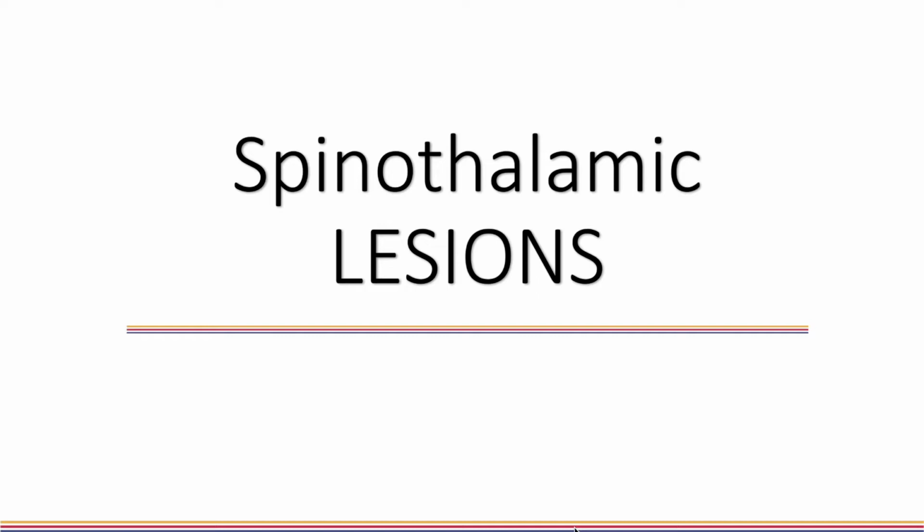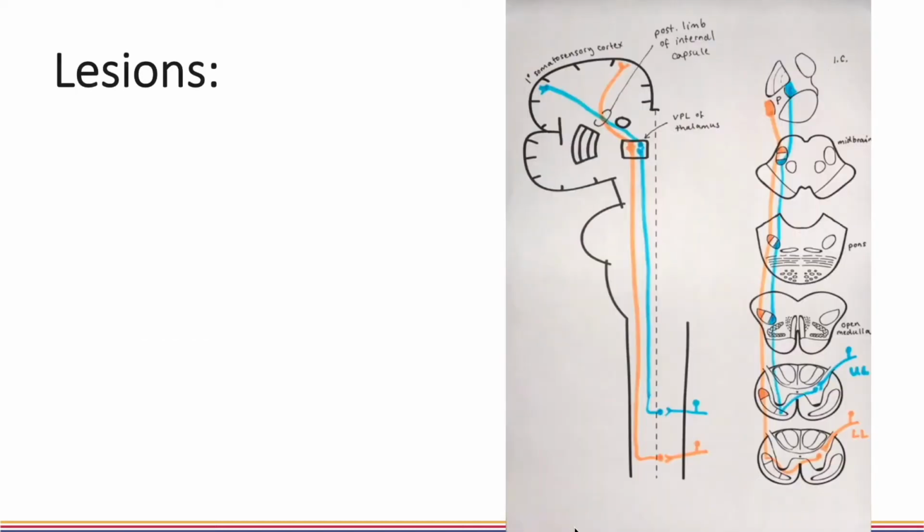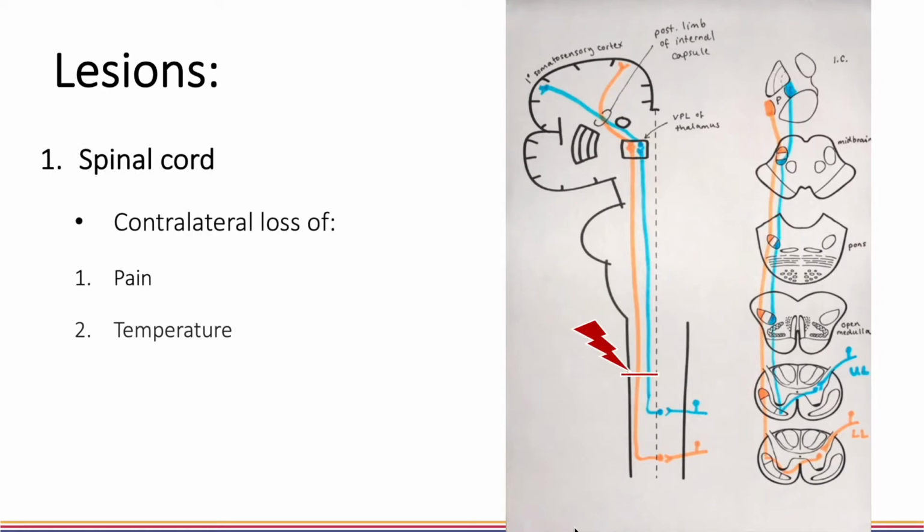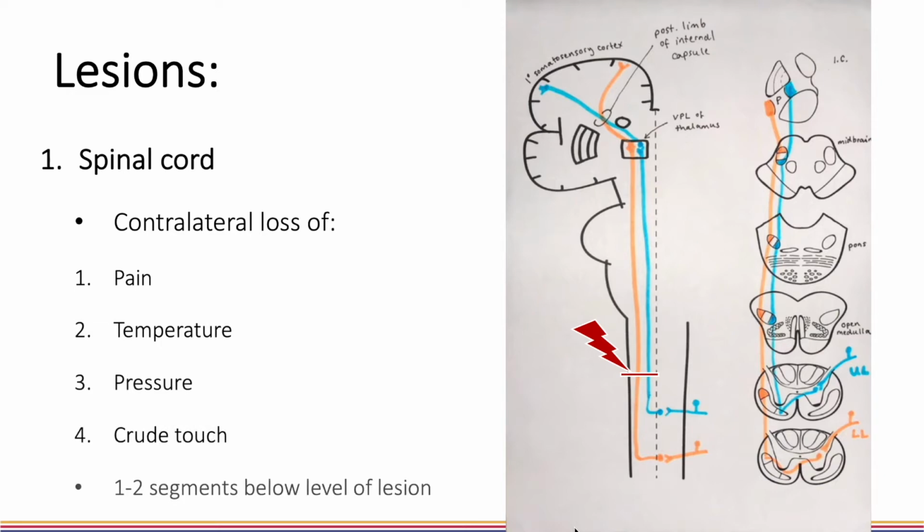Finally, let's look at lesions of the spinothalamic tract. A lesion in the spinal cord will lead to contralateral loss of pain, temperature, pressure, and crude touch, 1 to 2 segments below the level of the lesion, and ipsilateral loss of these sensations at the level of the lesion. This is because the spinothalamic tract decussates 1 to 2 segments after entering the spinal cord, causing 1 to 2 segments of ipsilateral loss, with the remaining losses contralateral.